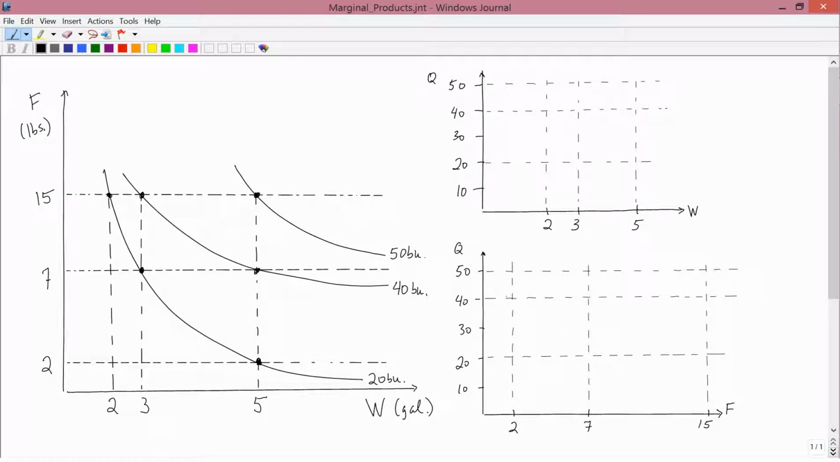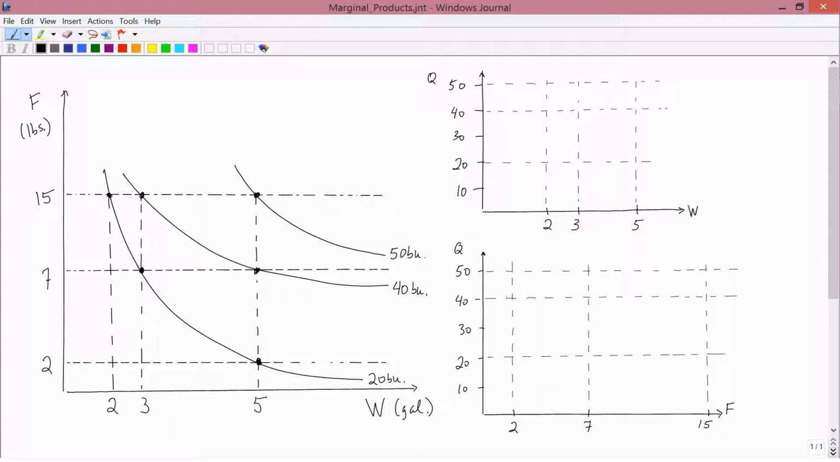I'd first like to direct your attention to the left-hand part of the screen, where I've drawn some examples of isoquants. Standard production function uses water and fertilizer to produce corn. I've got the 20 bushel isoquant, 40 bushel isoquant, and 50 bushel isoquant drawn.